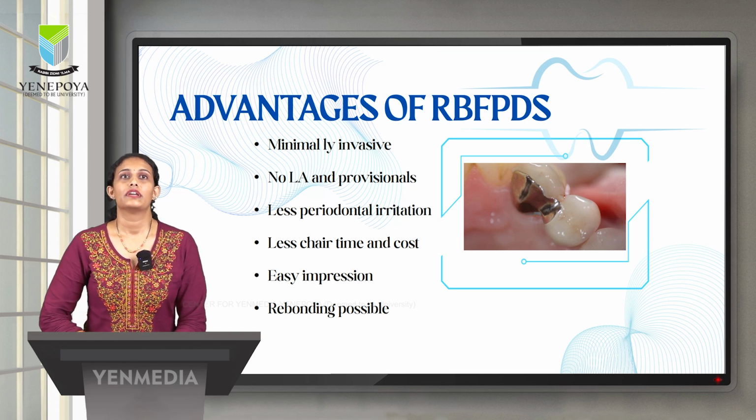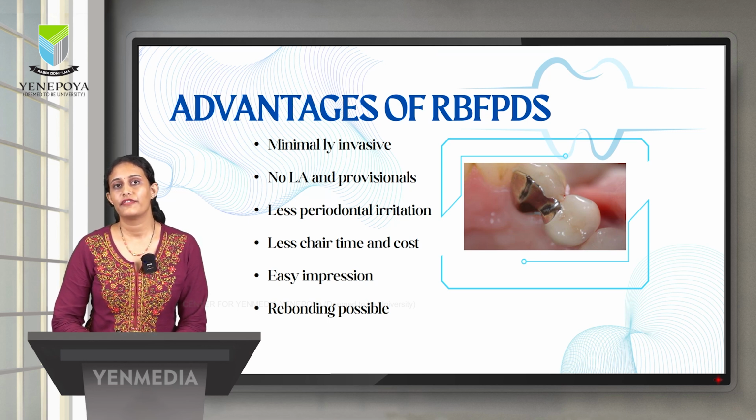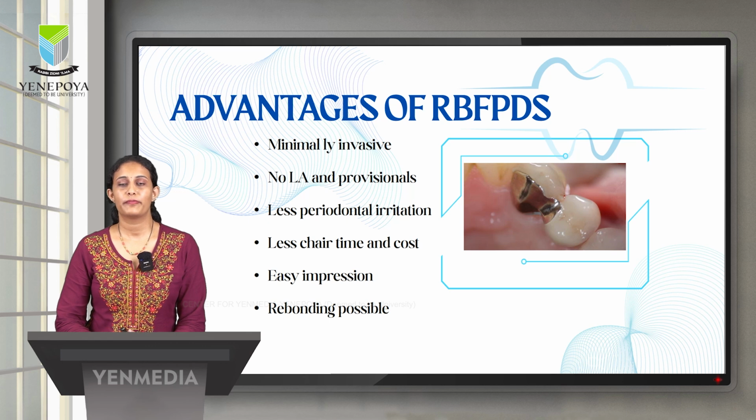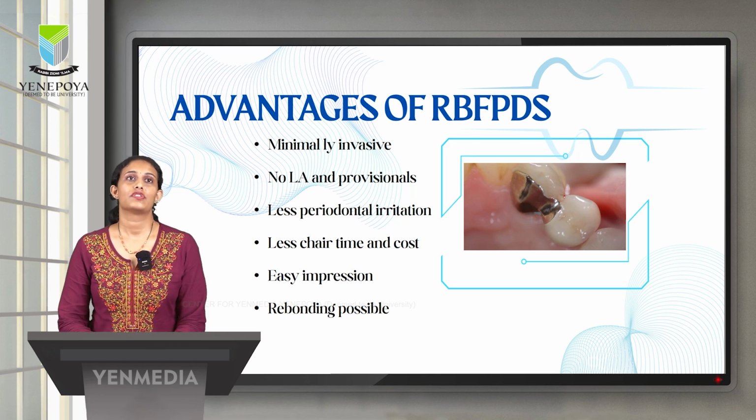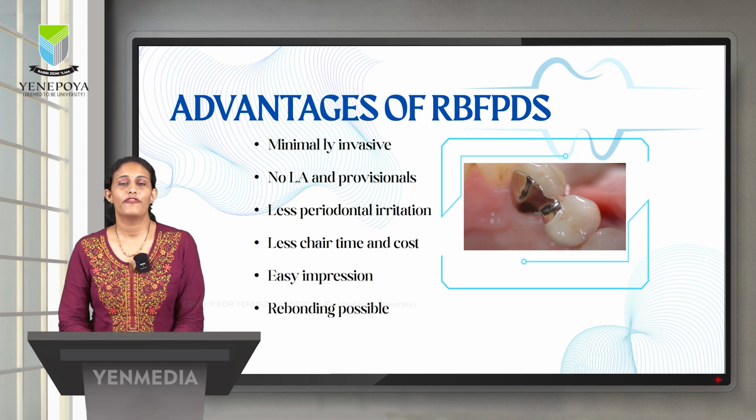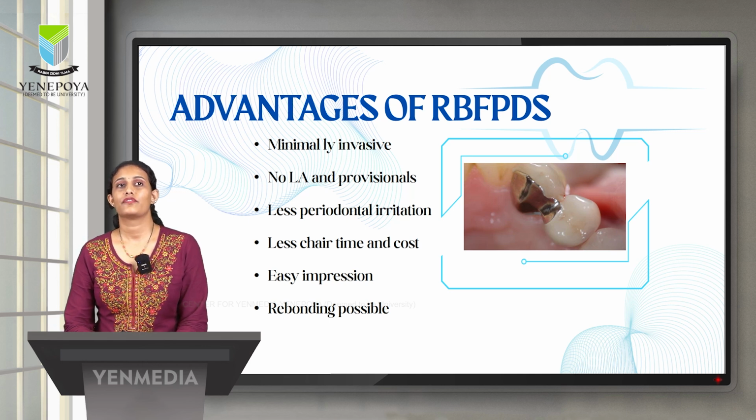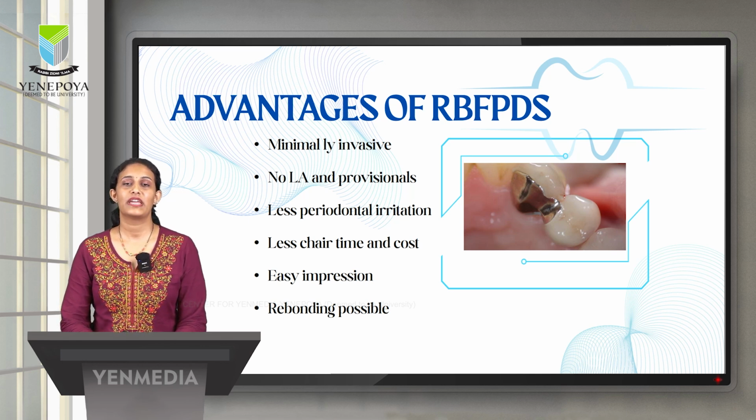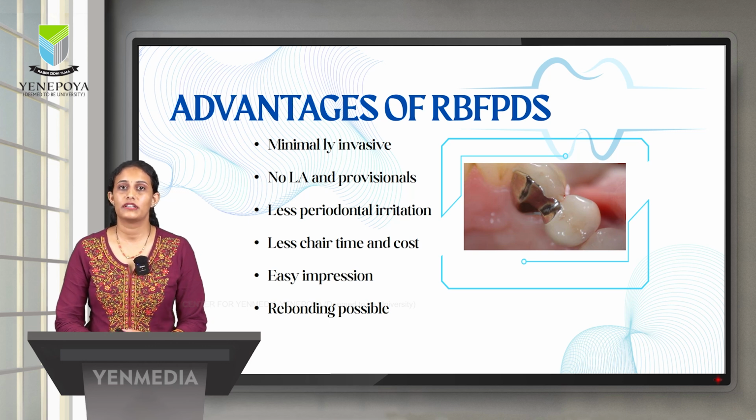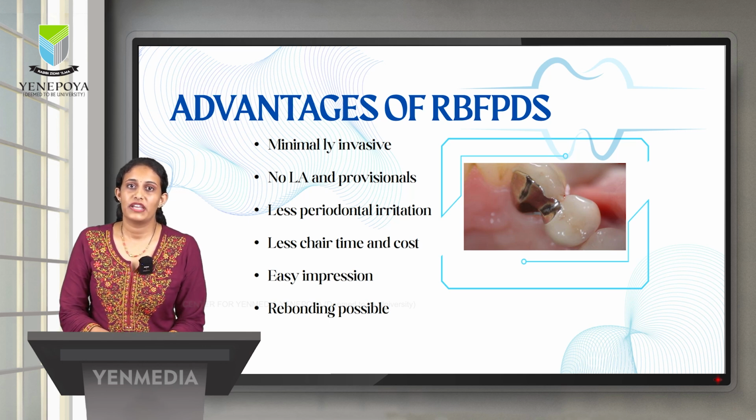Now moving on to the advantages of resin bonded bridges. It is minimally invasive, as the definition says. We require to prepare very little enamel structure, that too on the lingual surface of the tooth. So there is no LA required and no need of provisionals. It is easy to make the impression as well. You can rebond it in cases of debonding. It requires less chair time, and the cost of making these resin bonded bridges is less because less material is used, and finally it causes less periodontal irritation when the patient maintains his oral hygiene.